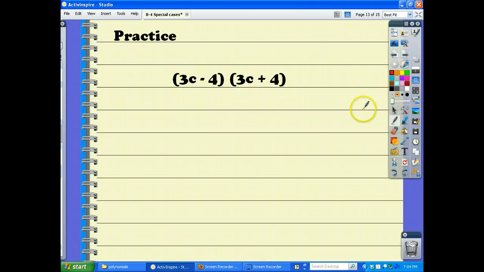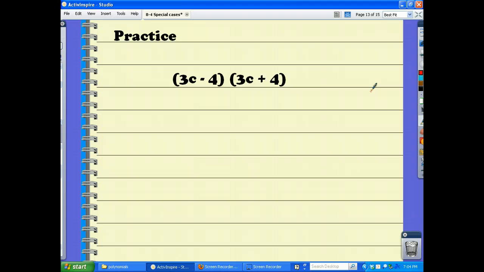All right, let's work just a couple more. Here you have 3c plus 4 and 3c minus 4. Exact same numbers, opposite operation. Here, 3c times 3c, well, I know 9c, don't forget that there's an understood 1 there. Add those two together, 9c squared, and then negative 4 times a positive 4, minus 16.